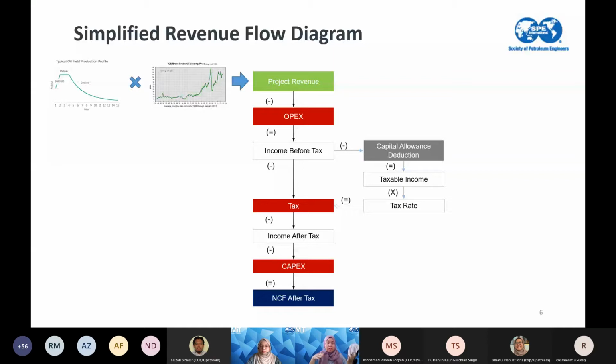With regards to capital expenditure, it's actually scheduled out, right? How much you can deduct for your platforms, facilities, wells are not taken all in one go in the beginning, but rather it's spaced out over time. And that is what we call capital allowance, or sometimes we call it depreciation, if you've heard of it. So you do all this calculation to the side. What you need from the tax calculation is just how much tax you have to pay.